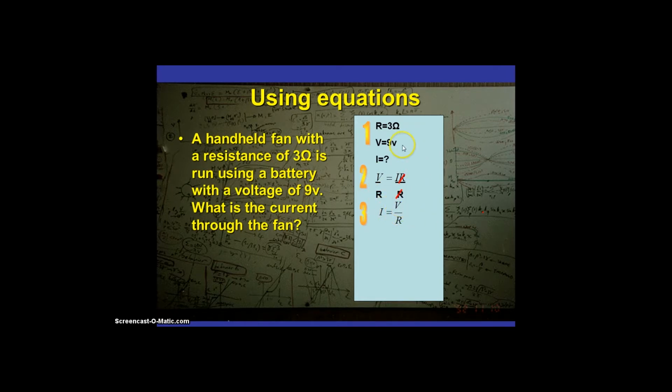Then we plug in. V is 9 volts, that goes in the numerator. R is in the denominator, so 3 ohms goes in the denominator, and that's step 4, plugging it in. 9 volts over 3 horseshoes. Then we divide, 9 divided by 3 is 3, and we'll just leave it at 3 V over horseshoes. Later we'll learn that's the same thing as an amp.